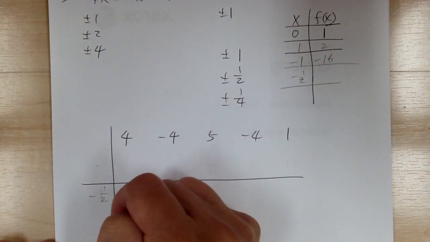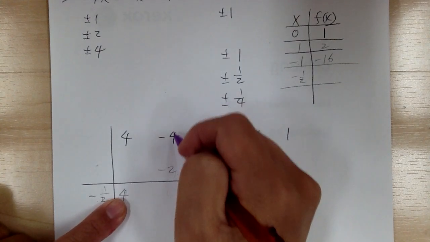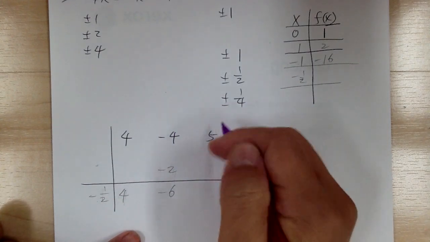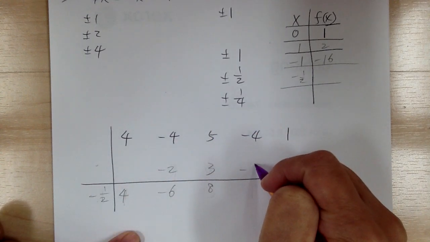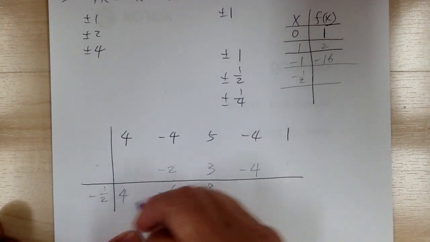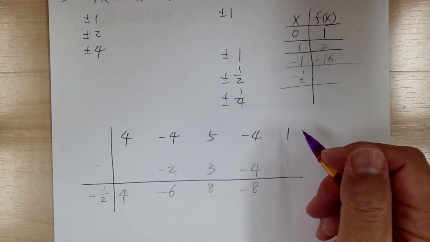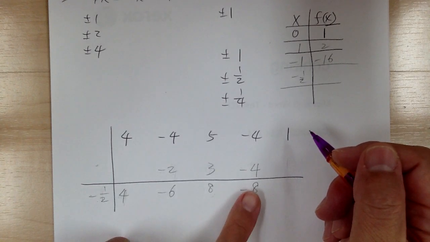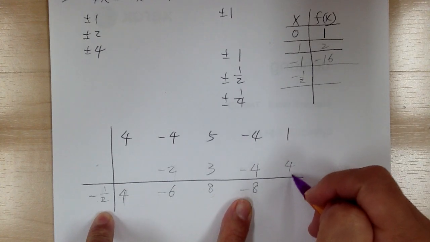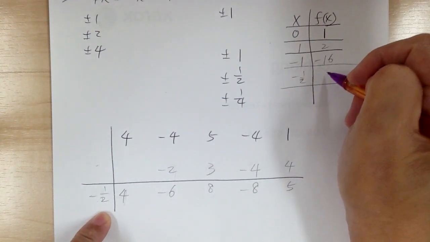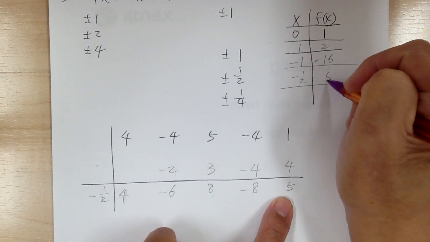So you drop, multiply, you get negative 2. You add, multiply, you get 3. You add, multiply, you get negative 4. Okay, when you add, you get negative 8. Okay, and then when you multiply, you get 4, and when you add, you get 5. Okay, so when you try negative 1/2, you get 5.